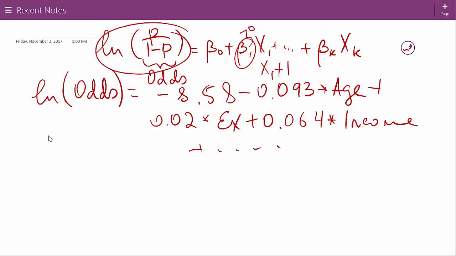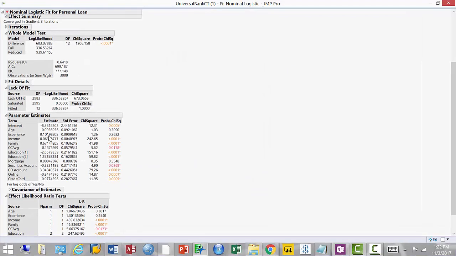And therefore, the odds are getting higher, and that means that the probability of getting a loan is also getting higher, right? So it's a very simple rule for how to interpret the output from your logistic regression. If the slope in the output is a positive number, that variable impacts the odds or probability of getting a loan positively. If it's a minus sign, it impacts negatively, right? So let's take a look.